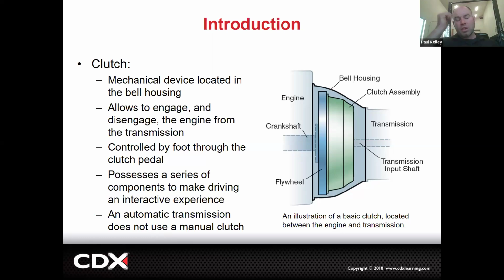Generally an automatic transmission does not use a clutch, certainly not a manually operated clutch. One version of an automatic transmission that does use a clutch would be a dual clutch, but we don't operate that. A computer controls those, so the manual is the only one that's going to actually have that clutch pedal, requiring the driver to do the thinking and the action.